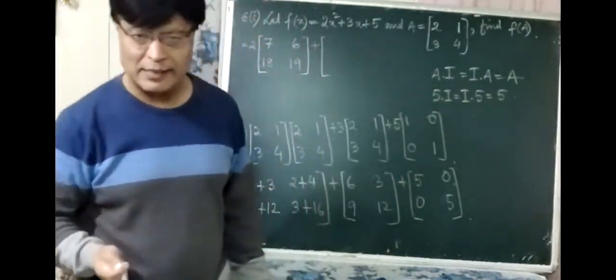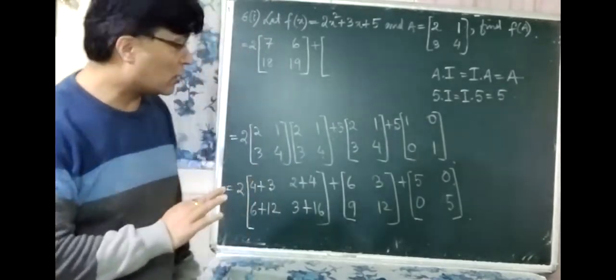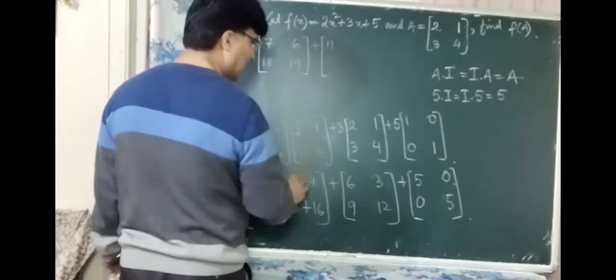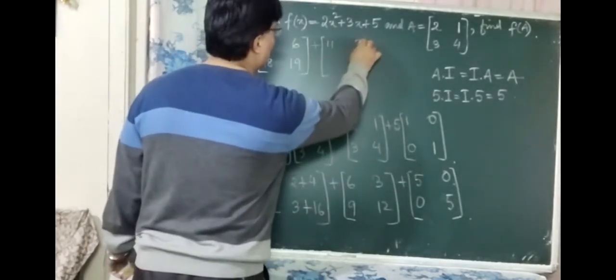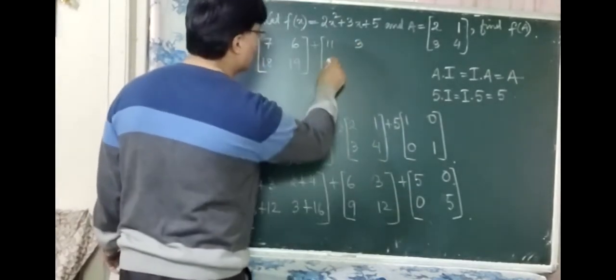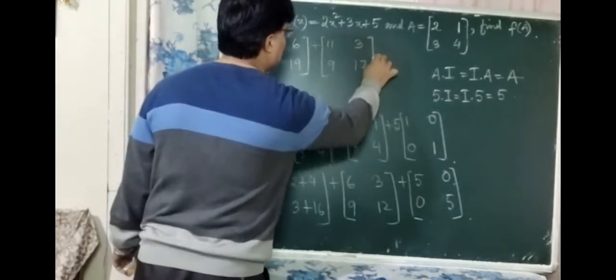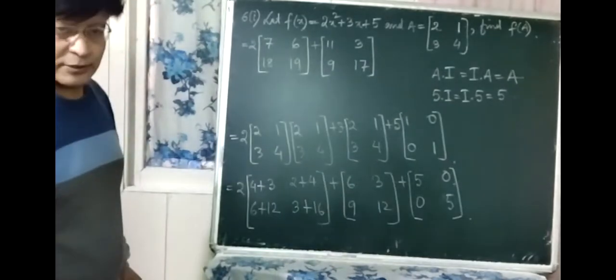They have the same order, isn't it? Now corresponding elements should be added. That means 6 plus 5, 11. 3 plus 0, 3. And 9 plus 0, 9, and 12 plus 5 is 17. So I think you've understood it.